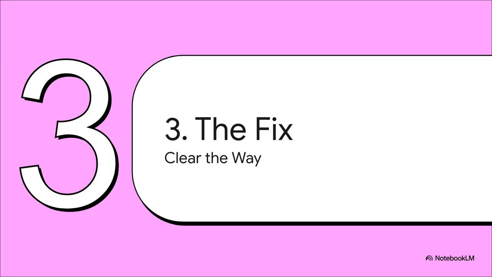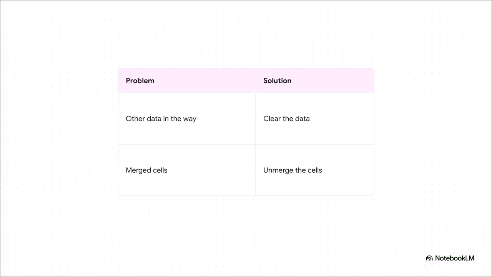All right, so if the problem is just a roadblock, how do we get rid of it? The great news is, once you understand what the problem is, the fix is unbelievably simple. It's all about just clearing the path. And honestly, it's almost always one of these two culprits. Either you've got some other data, a number, a word, anything, just sitting in one of the cells where your results want to go, or, and this is a big one, you have merged cells in the way. Merged cells are the enemy of dynamic arrays because they just wreck the grid. The solution? Just as simple. Get that data out of there or unmerge those cells.